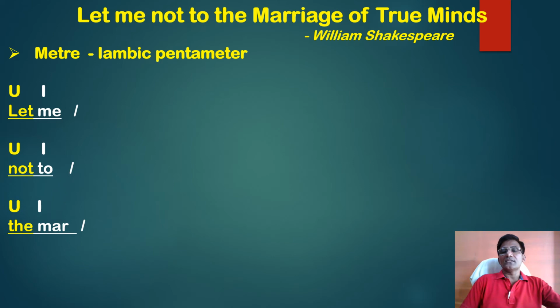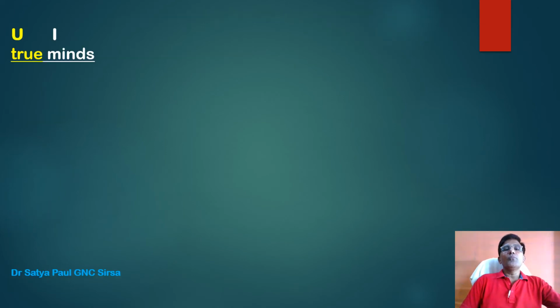There are two syllables in it. One syllable will belong to one foot and the remaining syllable will go to the next foot. The marriage of: "rich" unstressed, "of" stressed. True minds: "true" unstressed, "minds" stressed. So, let me not to the marriage of true minds.